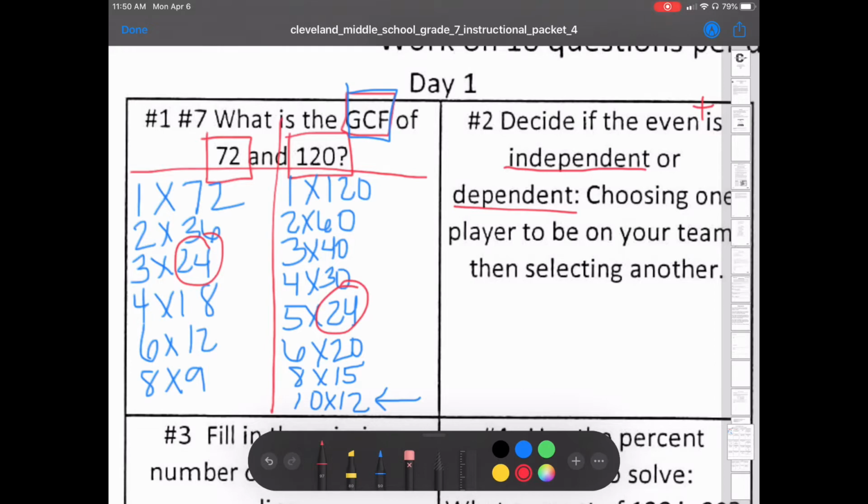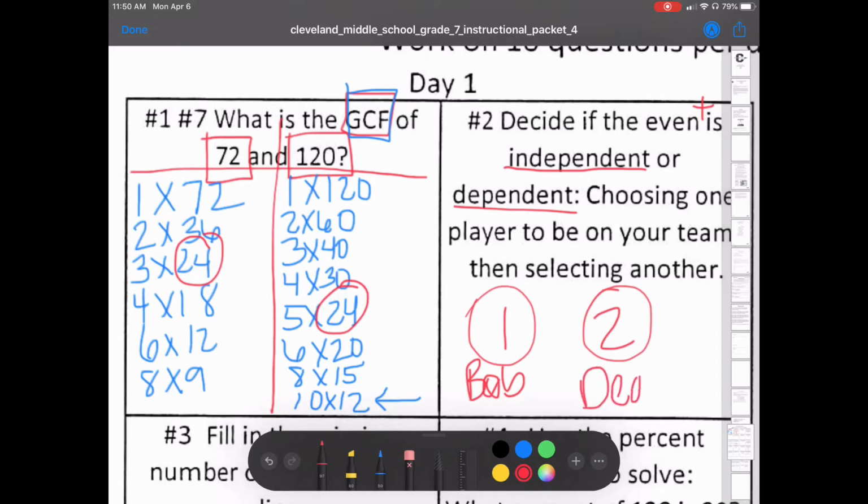So our example on number 2 is choosing one player to be on your team and then selecting another one. This is really similar to the example with the cards. If I'm choosing one player and then I choose my second player, this depends on what happens. Let's say I chose Bob the first try. I can't choose Bob again for my second player because he's already been picked. So the answer for this question is it is dependent.